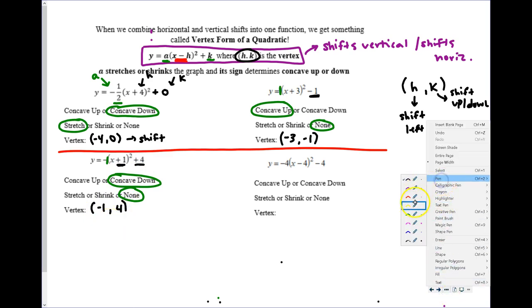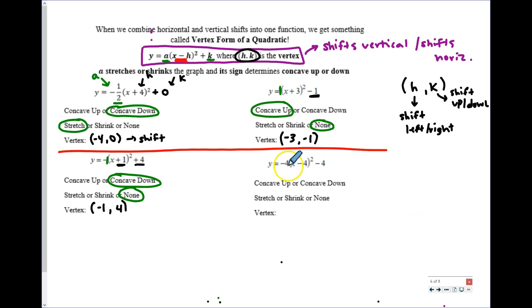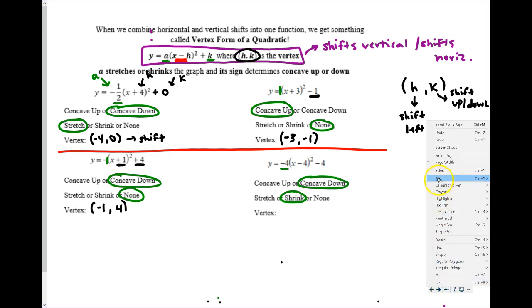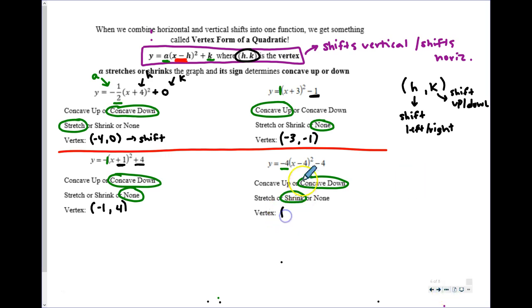And finally, my last one right here, A is -4. That's going to be concave down because it's negative. It's going to be a shrink because I've got that 4 there. That's going to be a really skinny guy. The bigger that number gets, the skinnier it gets. And my vertex, be careful with your signs here because it's all 4s, so really the signs matter. This means it's a shift to the right 4, opposite sign, and this means it's a shift down 4, keep the same sign. So when you write your vertex, the X you change the sign, the Y you keep the sign. Okay?